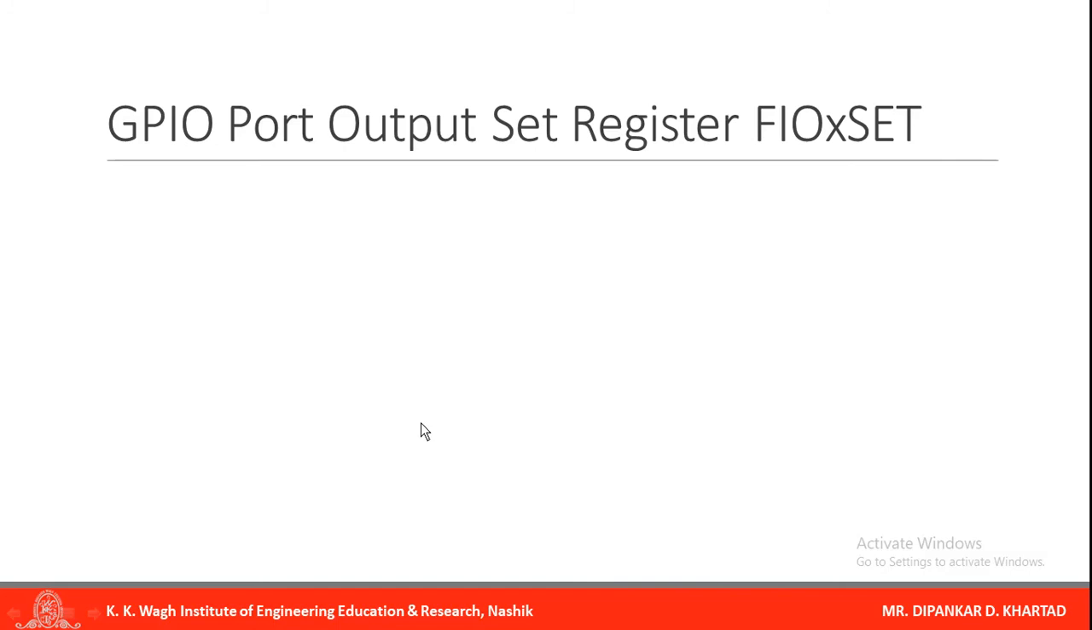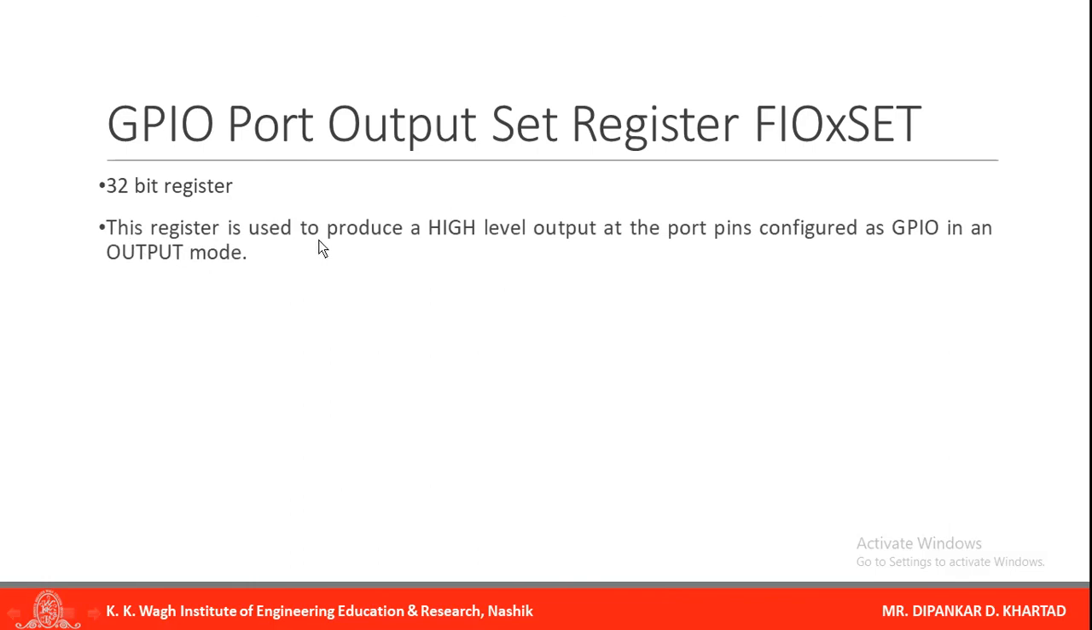Now let's start with the GPIO port output set register, FIOSET. This is a 32-bit register. This register is used to produce a high level output at the port pins configured as GPIO in output mode. Writing 1 produces a high level logic. Remember this, and writing 0 has no effect. So this is an important point: to set the pin, you have to write logic level 1 on that particular pin.